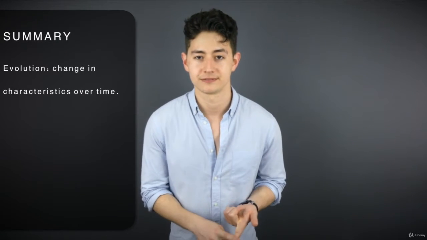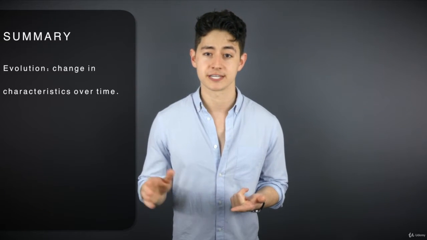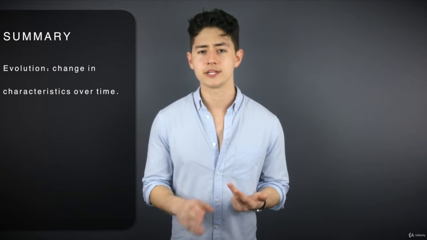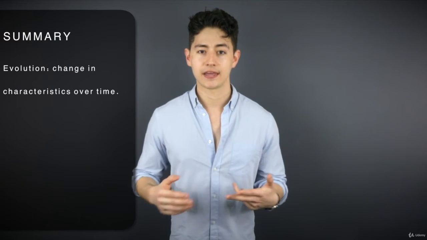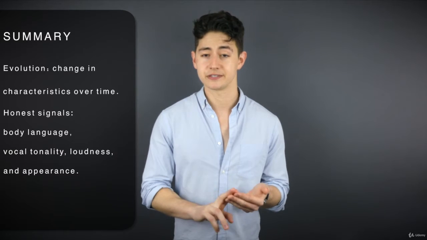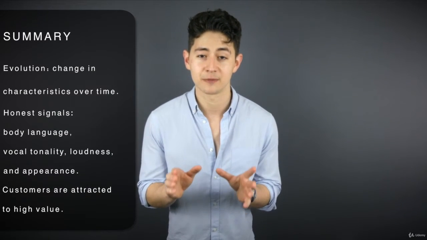Okay, so what did we learn today? Well, we started the video off by giving a quick primer on evolution, and most importantly, the fact that human psychology can change over successive generations. We then talked a bit about why human beings evolved to understand social hierarchies, and then we moved on to what are called honest signals of value. And the last thing we learned was why social value will help us sell.